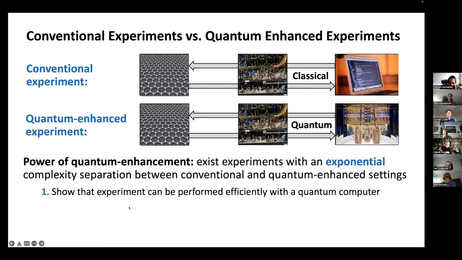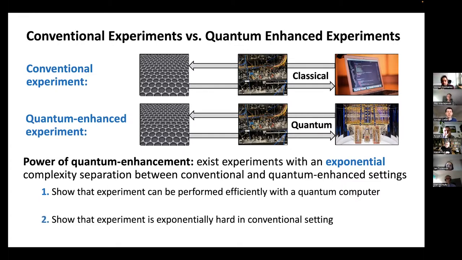So there are two parts to this endeavor of establishing the power of quantum enhancement. On the one hand, we need to show that a particular experiment can be performed efficiently with a quantum computer, both in the sense of the number of measurements and the operations which we perform, or in the technical parlance of complexity theory, we would like it to be query and gate efficient. But we would also like to show that the experiment is exponentially hard in the conventional setting. Namely, that no matter what we do, we simply do not have an efficient way of performing the protocol if we do not have access to a quantum computer.